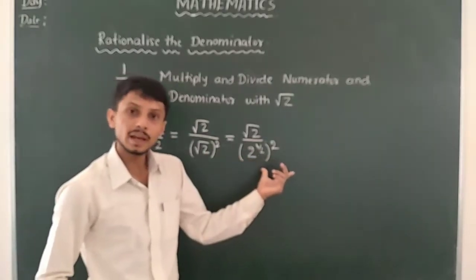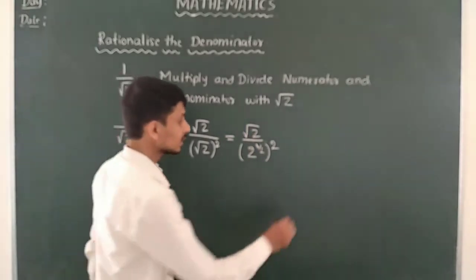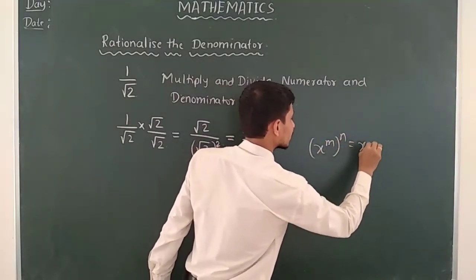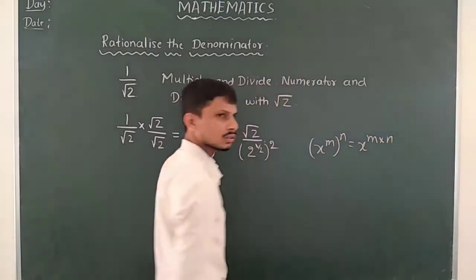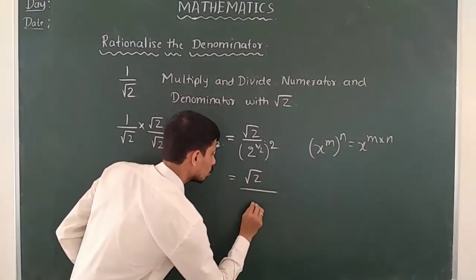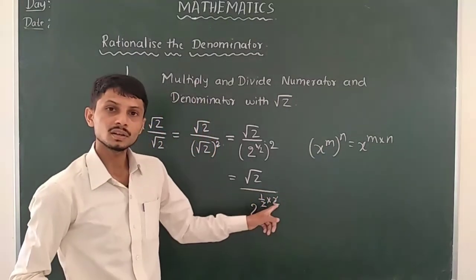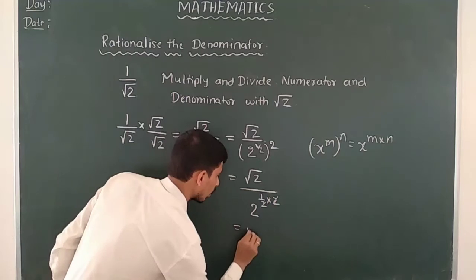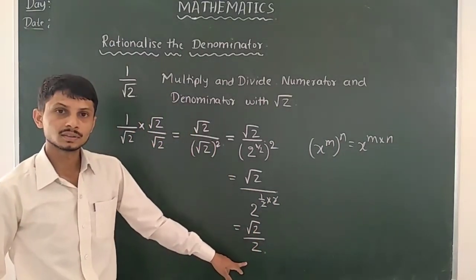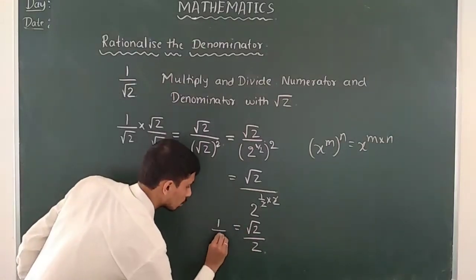So here we have to take one of the algebraic identities, that is (x^m)^n = x^(m·n). So we can take it: square root 2 divided by 2 raised to 1/2 into 2. So the 2 gets cancelled, 2 raised to 1, that is square root 2 by 2 is the answer. So this is the answer for 1 by root 2.